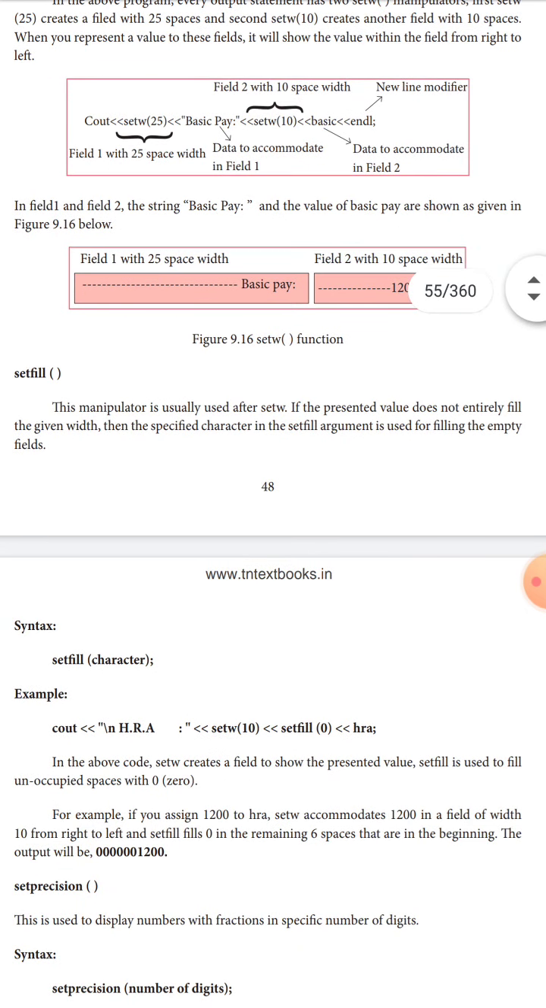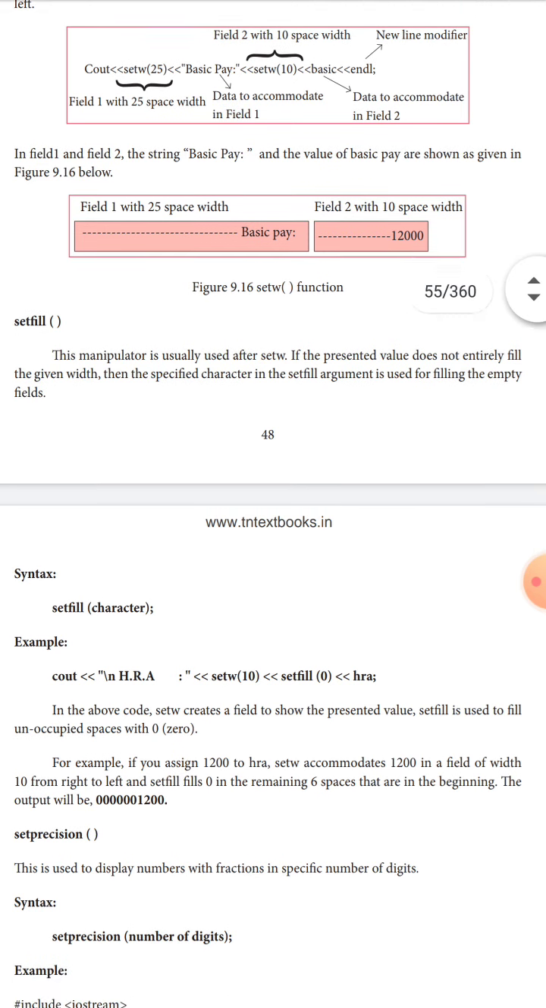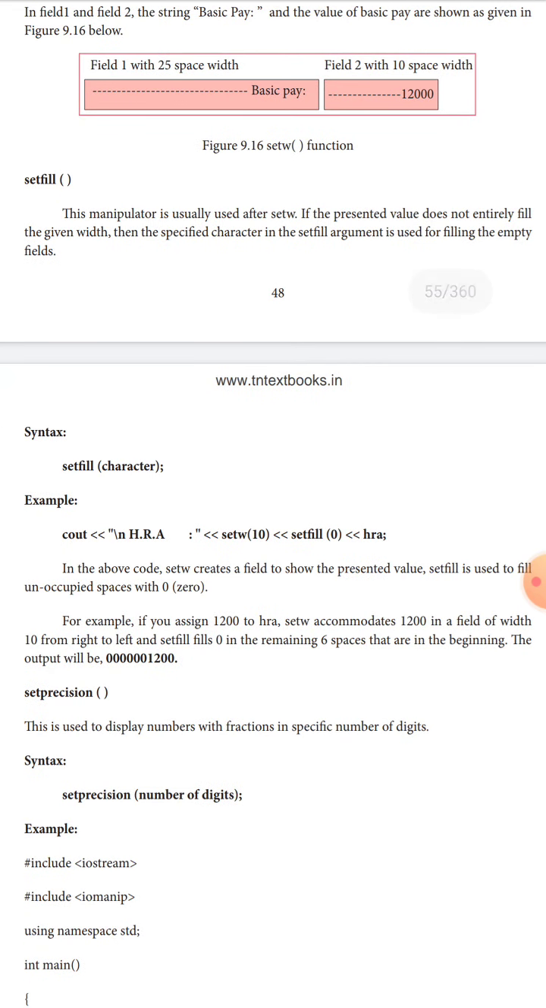And setfill, this manipulator is usually used after the setw, where you are using it after the setw. If the value we present does not entirely fill the given width, then the specified character in the setfill argument is used to fill the empty field. So setfill character: cout HRA setw 100, setfill 0 HR. So the empty spaces they allocated will be 0.